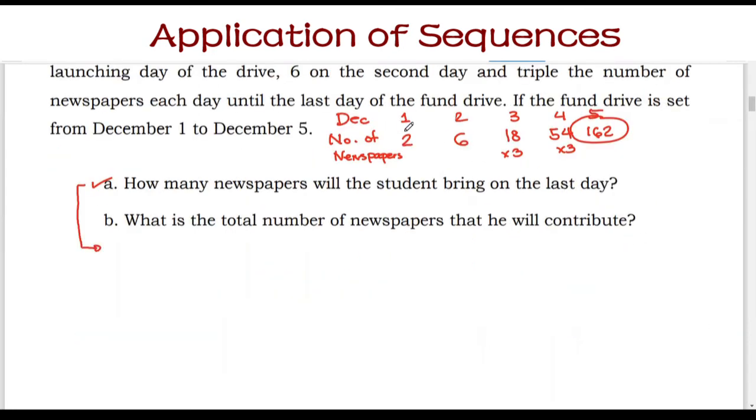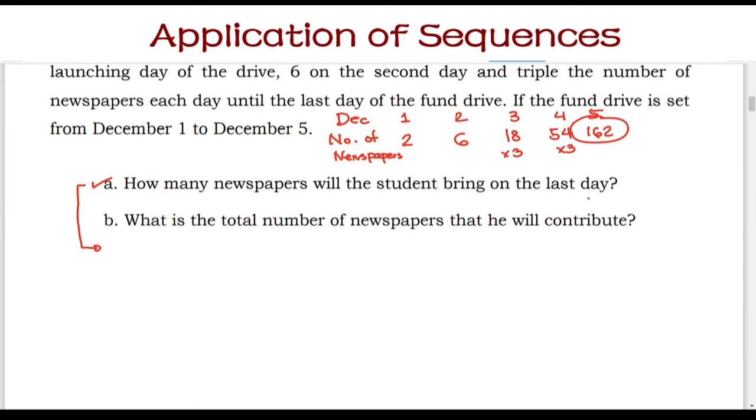Question. Anong sequence ang pinapakita ni 2, 6, 18, 54, 162? Diba ito ay geometric sequence. Why? Because we are multiplying the preceding term to get the next term. Okay? So, ang tinatanong kasi dito, how many newspapers will the student bring on the last day? So, we are looking for a sub 5.